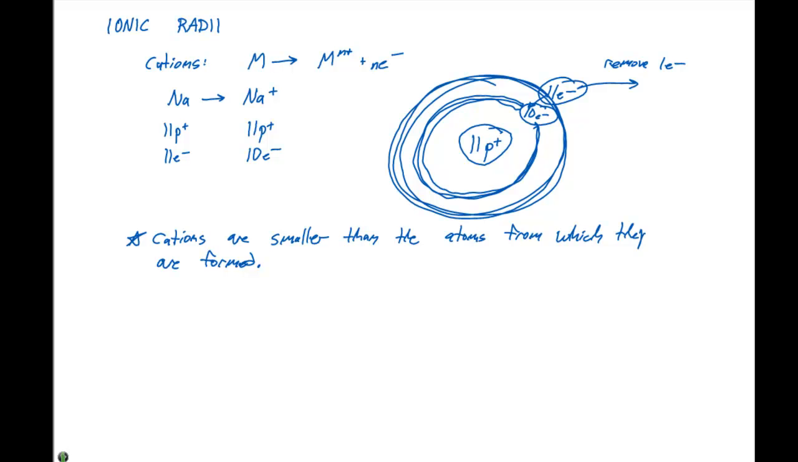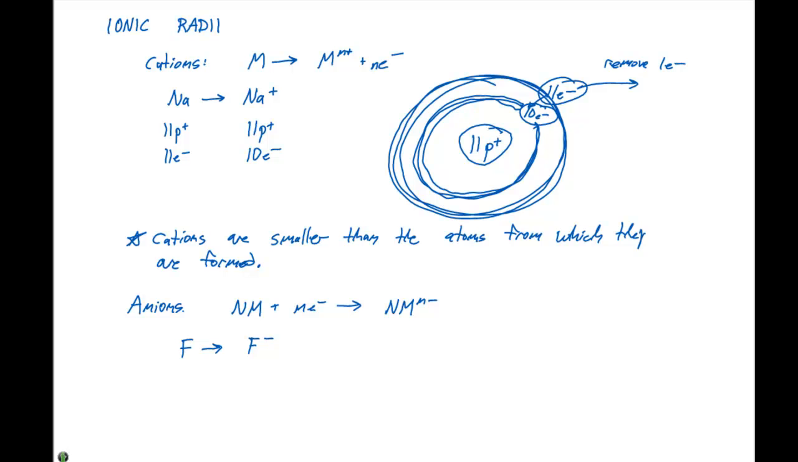We can look at a similar trend for anions. We can represent the anions as gaining electrons. So however many electrons they gain, they're going to have that particular charge. An example we can look at is fluorine. Fluorine can become an F- anion.